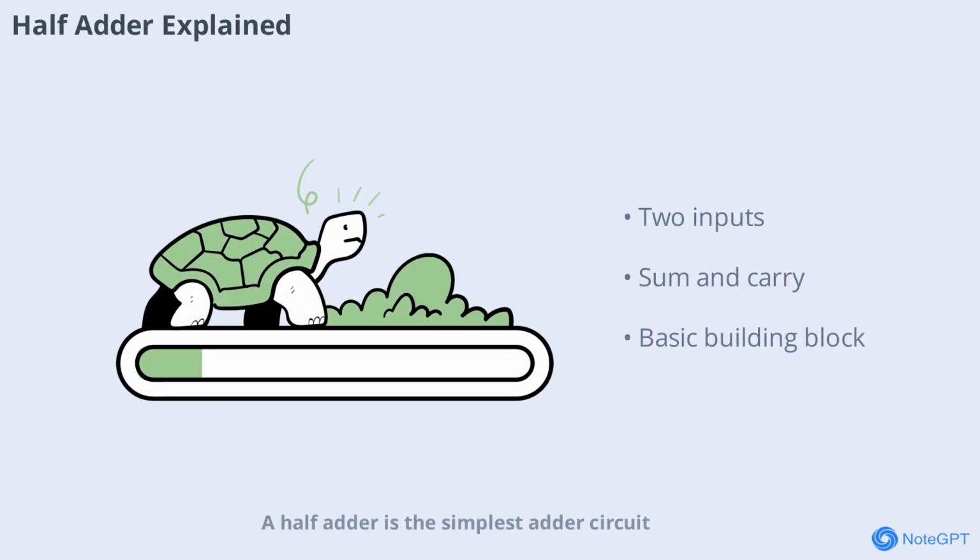A half adder is the simplest adder circuit. It takes two single-bit binary inputs and produces a sum and a carry output. The sum represents the basic addition, while the carry indicates if the result exceeds 1 bit. Half adders are the building blocks for more complex arithmetic circuits.